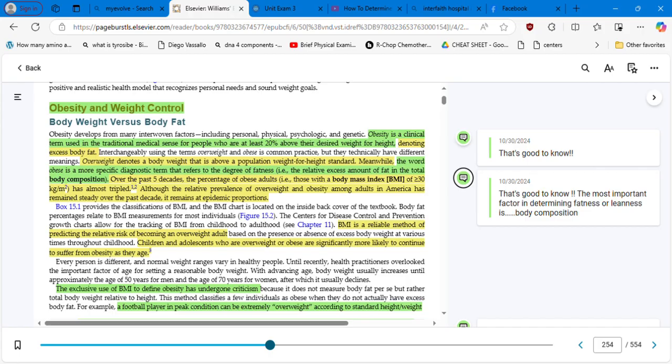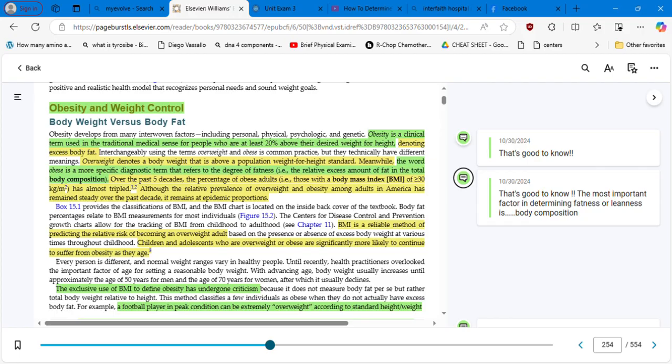Overweight denotes a body weight that is above a popular weight for height standard. Meanwhile, the word obese is a more specific diagnostic term that refers to the degree of fatness, the relative excess amount of fat in the total body composition.